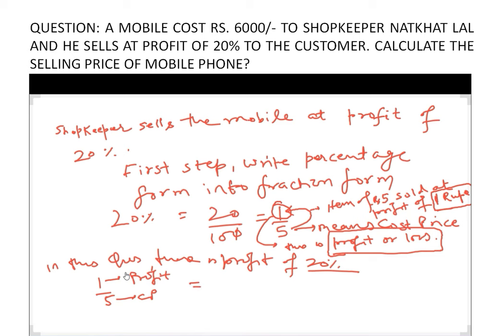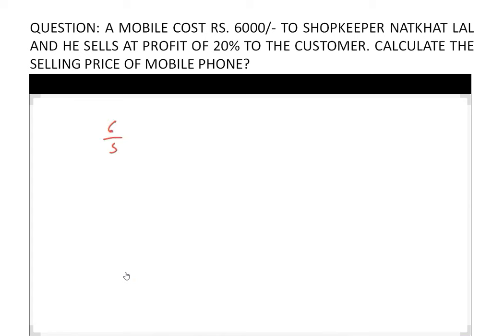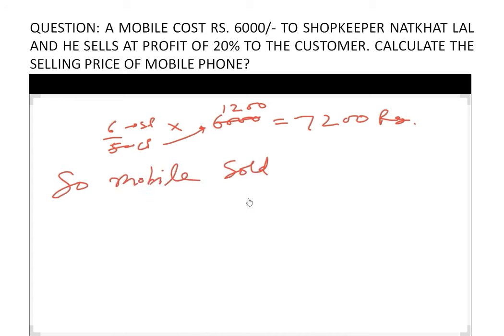So for a cost price of 5, there is a profit of 1. Then the selling price will be 5 plus 1 upon 5, 6 by 5. So 6 by 5 is the selling price, and the actual cost price of the mobile phone is 6,000 rupees. So the selling price will come out to be 7,200 rupees. So let's move to the next question.